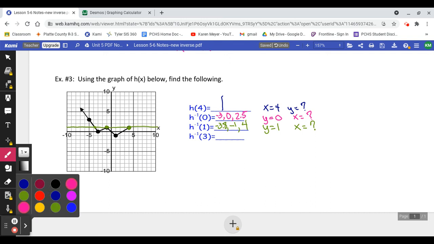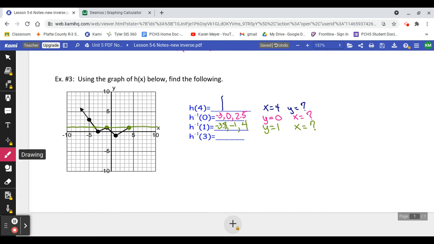Okay, last one. On the last one, once again, it has the inverse of -1, so that's a y number I'm giving you. Your job is to find the x number. So on the y, go to 3. And that one only touches my graph 1 time. And the x number for that is -5. Done.